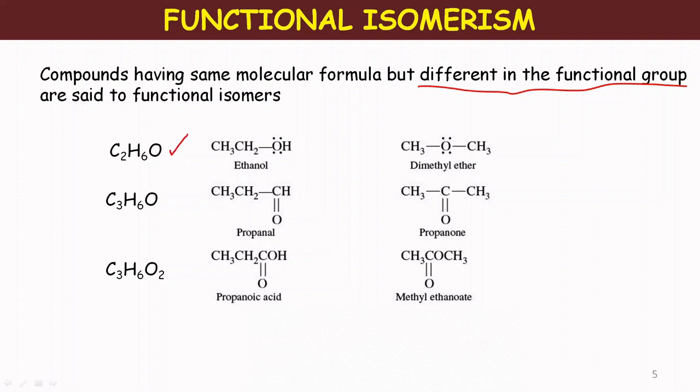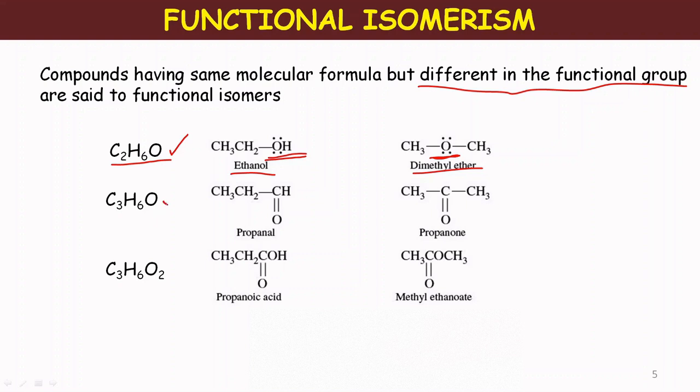So let us take an example. C2H6O, that is ethanol and dimethyl ether. These two compounds have the same molecular formula but different functional groups. One has the alcohol functional group and the other has the ether functional group. So these two are functional isomers.